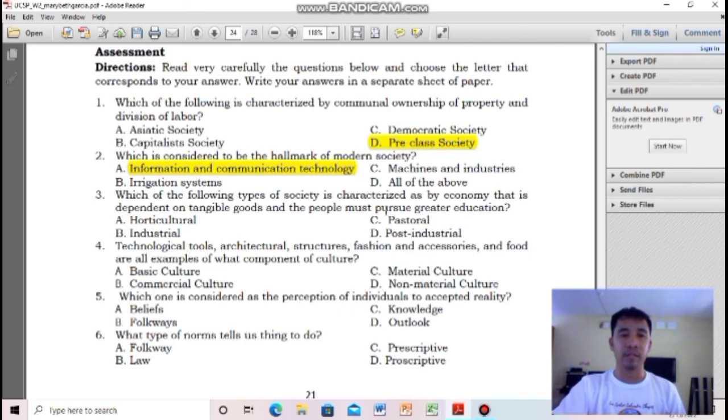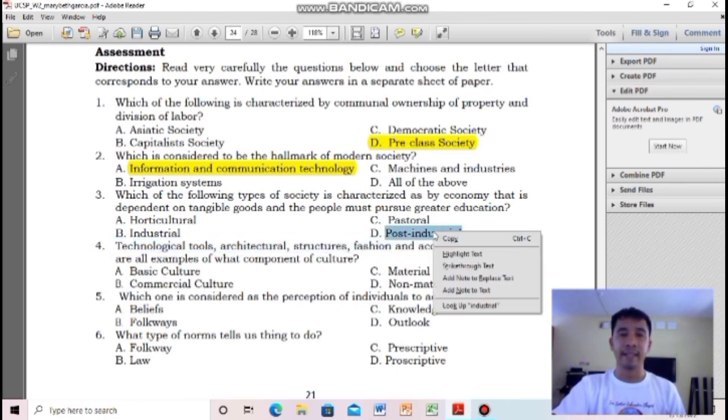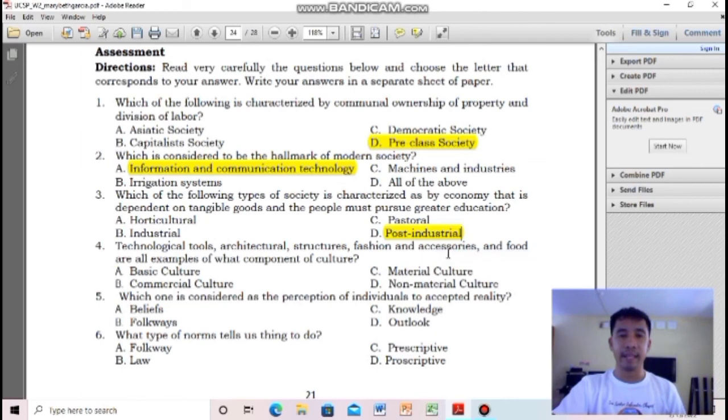Number 3, which of the following types of society is characterized by an economy that is dependent on tangible goods and the people must pursue greater education? So that is in post-industrial. Okay. The answer for this is letter D, post-industrial.